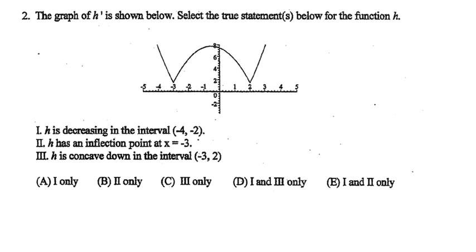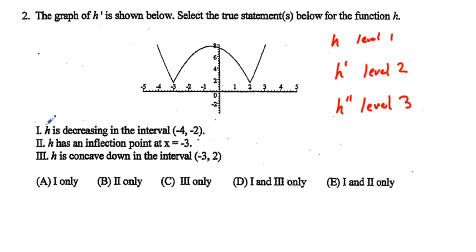Okay, problem 2. The graph of H prime is shown below. Select the true statement or statements below for function H. Okay, again, H prime. This is going to be level 2. H is level 1. H prime is level 2. And H double prime will be level 3. So we need to make this analysis, and we're asked different things, 1, 2, and 3.